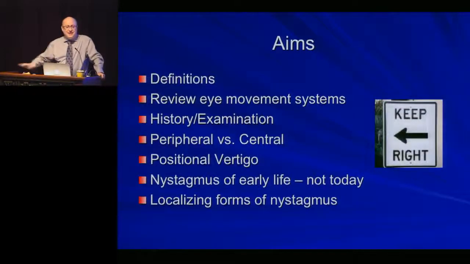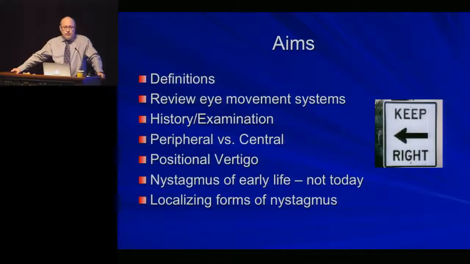What are we going to do in this next 50 minutes? We'll go over some definitions about nystagmus. We're going to do a very brief review of eye movement systems, and we're going to do it briefly because we have a whole other talk on supranuclear disorders. We'll talk about the history and examine these patients, trying to distinguish peripheral from central causes of nystagmus. A little bit on positional vertigo.